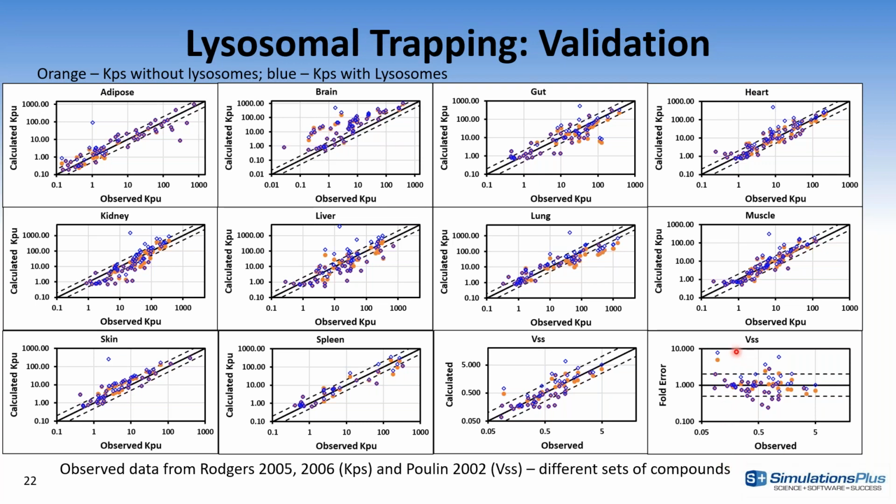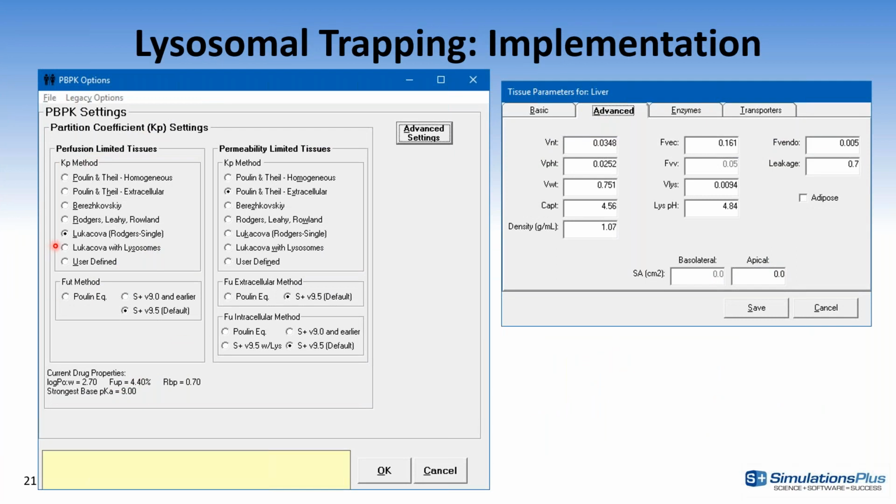So some of these that may appear to get worse might be because of the assumptions on the properties of the compound. In general, it does definitely make it better for the compounds where the lysosomal trapping is significant and is expected to be significant. The strong lipophilic bases, and again, that's one of the reasons why we are making this at the moment more of an optional method.